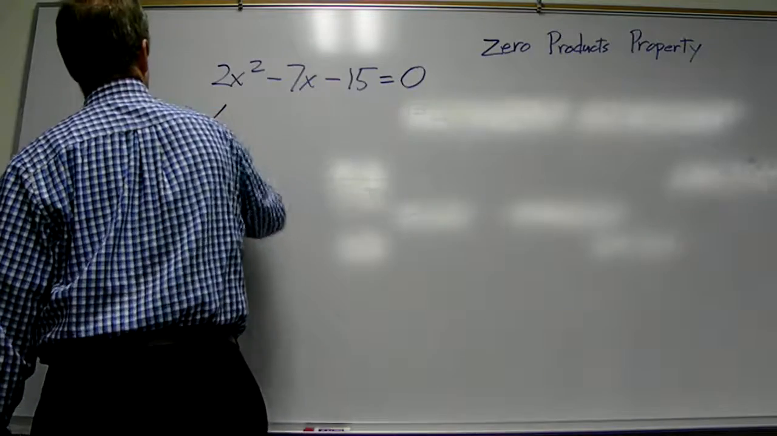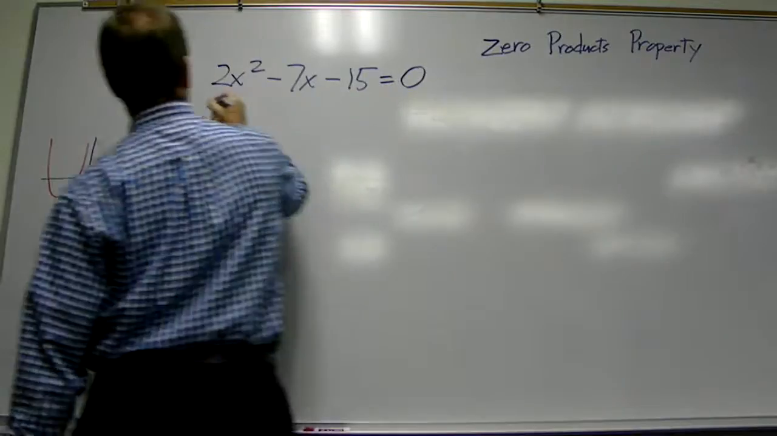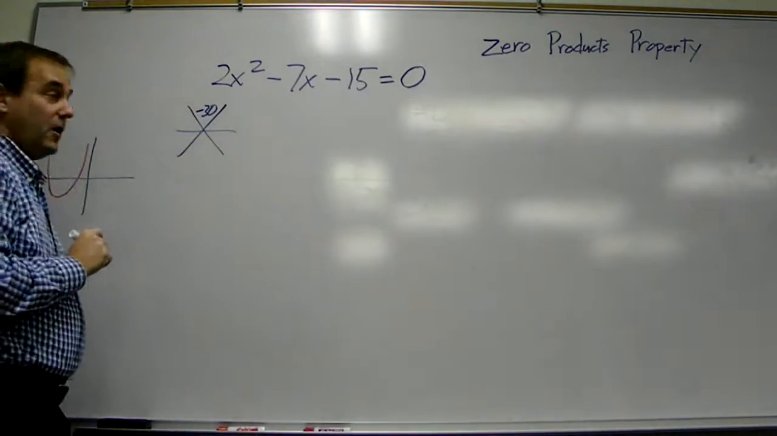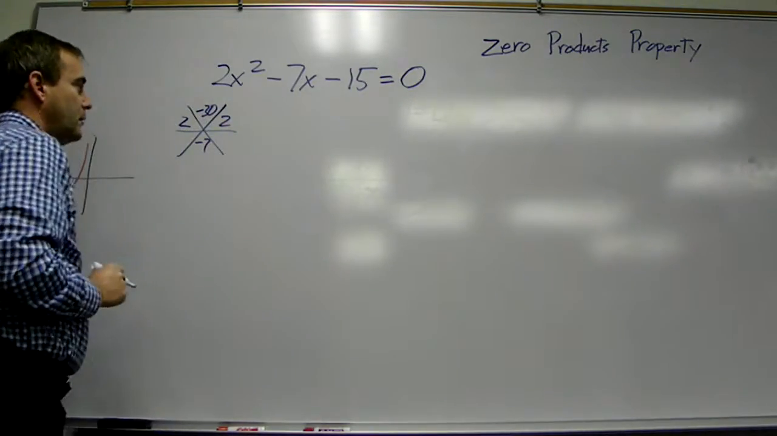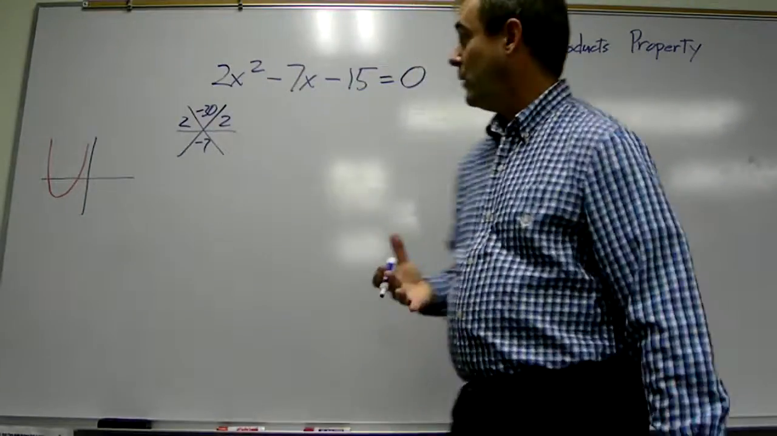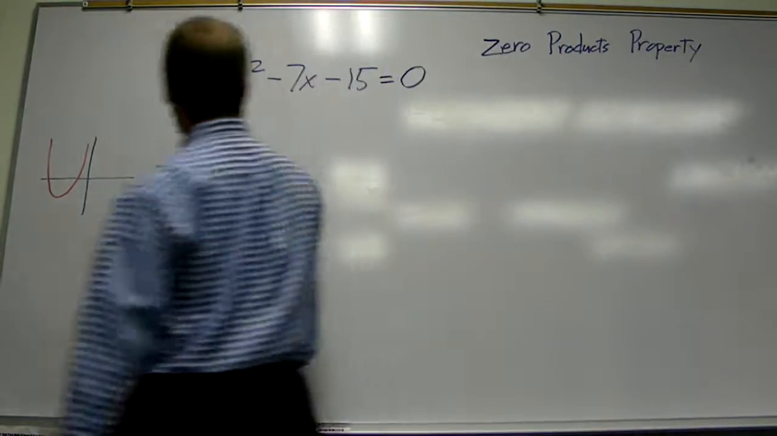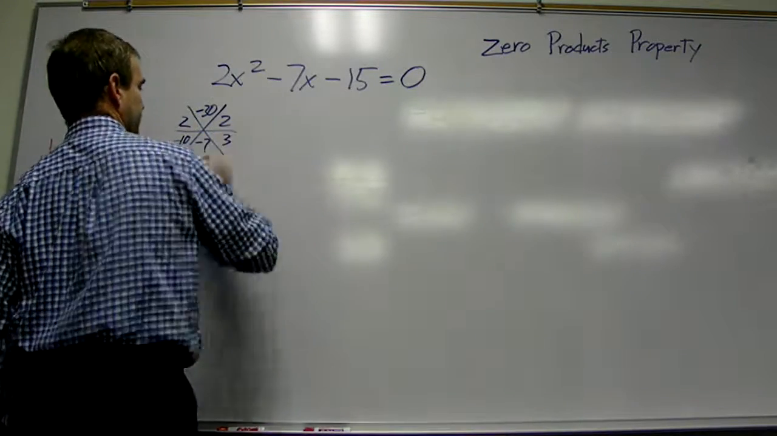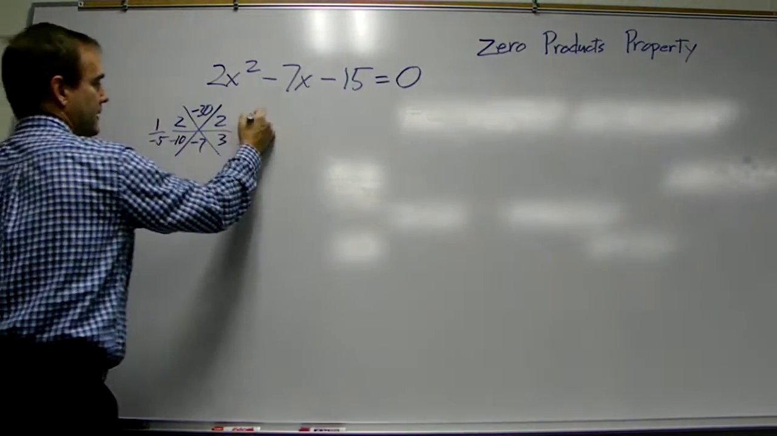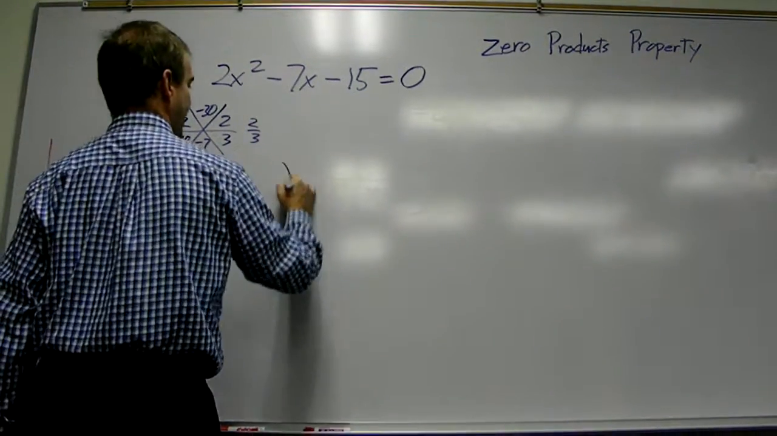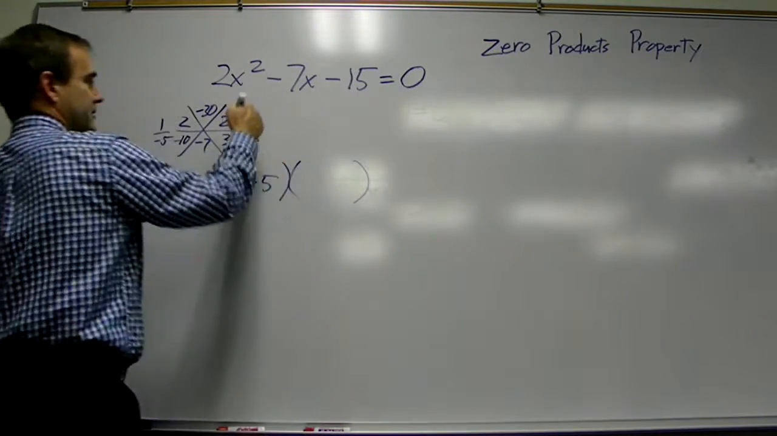Fortunately, I have tools. The star method will take this one apart for me. 2 times negative 15 is going to be the top of the star. Negative 7 is what goes on the bottom. 2 and 2 fill the armpits. So now I need the two numbers that when I multiply them, I get negative 30, and when I add them, I get negative 7. I'm pretty sure that's negative 10 and positive 3. Simplify this like it's a fraction. You get 1 over negative 5, 2 over 3. So my two factors are 1x minus 5 and 2x plus 3.